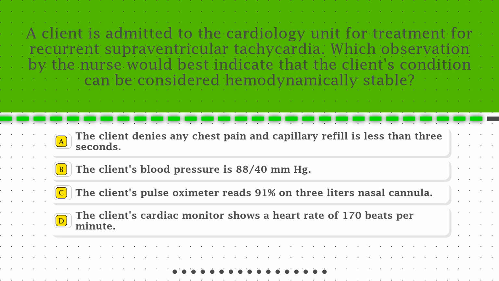Question 7. A client is admitted to the cardiology unit for treatment for recurrent supraventricular tachycardia. Which observation by the nurse would best indicate that the client's condition can be considered hemodynamically stable?